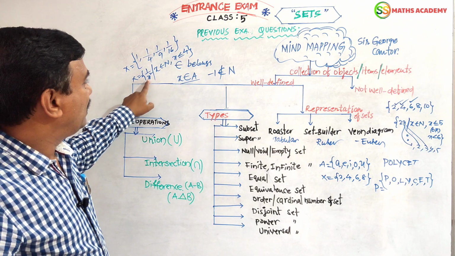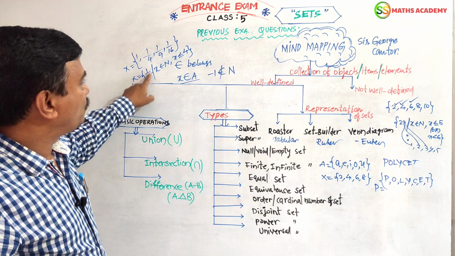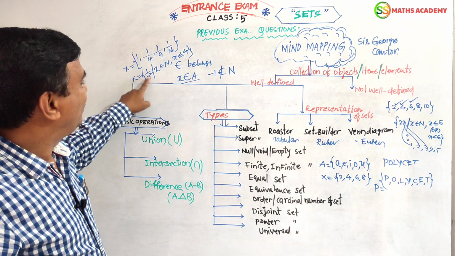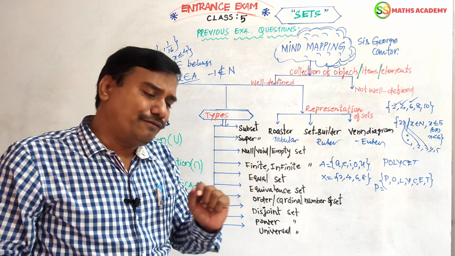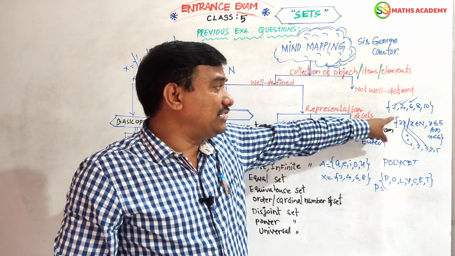1, 2, 3, 4. 1 by 1 square is 1, 1 by 2 square is 4, 1 by 3 square is 9, 1 by 4 square is 16. You see the property is satisfied. Of course, there are many methods. We can write it like this also. This is a set builder form.